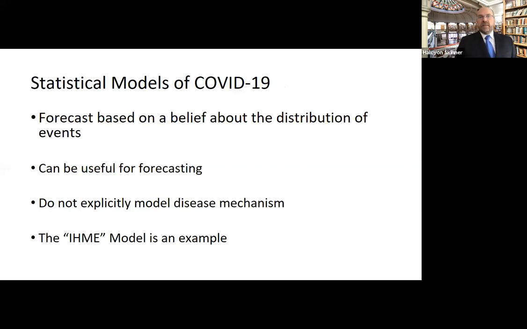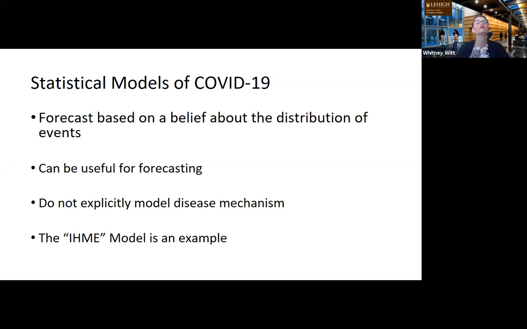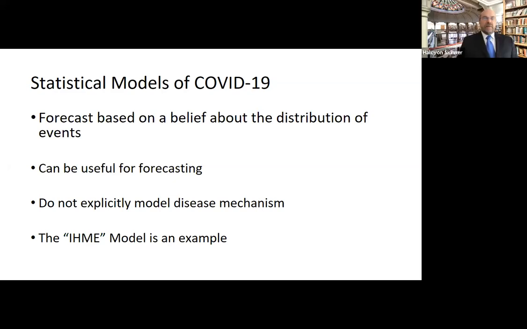Next slide, please. So the statistical model of COVID-19 is simply making a forecast based on an underlying belief about the distribution of events in the population. This can be useful for forecasting, in looking at how things will play out going forward, but the statistical model doesn't explicitly account for what we know or we think we know about the transmission dynamics of a particular infection. So this is akin to thinking about the famous Gaussian curve, the bell curve, and thinking, okay, we've seen this disease in other populations. We think that it's going to have a similar pattern in our population.